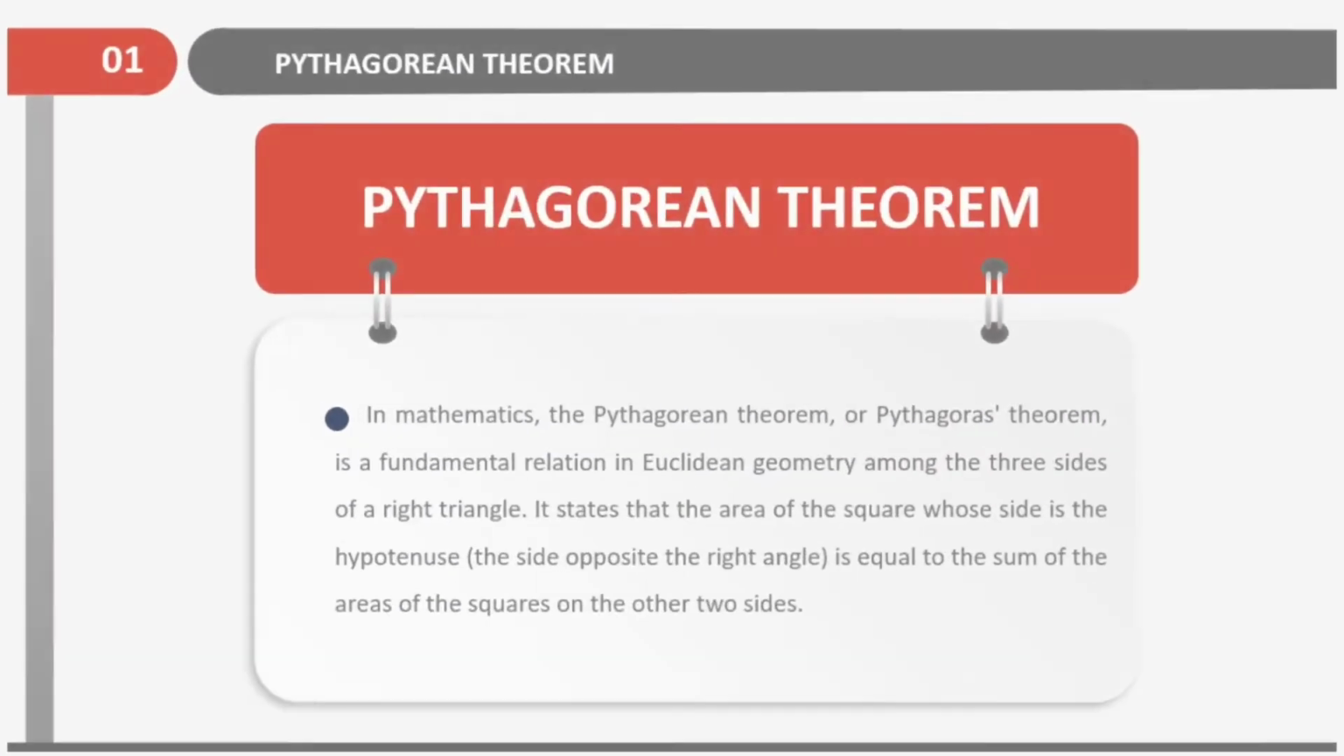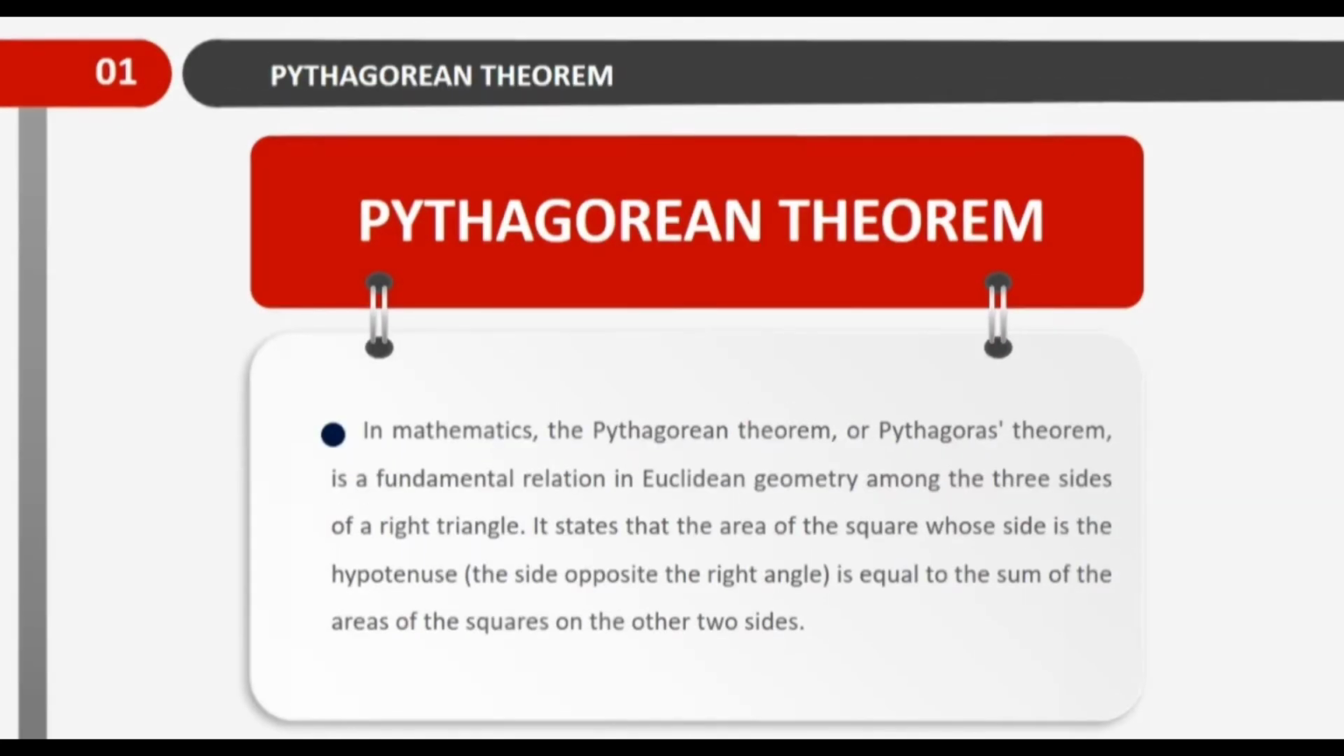In mathematics, the Pythagorean theorem or Pythagoras' theorem is a fundamental relation in Euclidean geometry among the three sides of a right triangle. It states that the area of the square whose side is the hypotenuse, which is the side opposite the right angle, is equal to the sum of the areas of the squares on the other two sides.